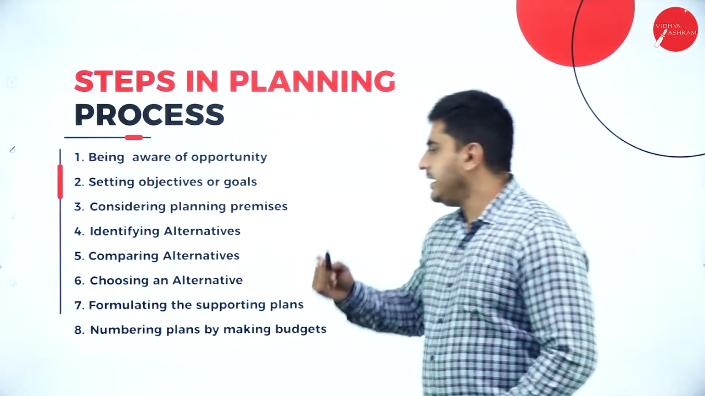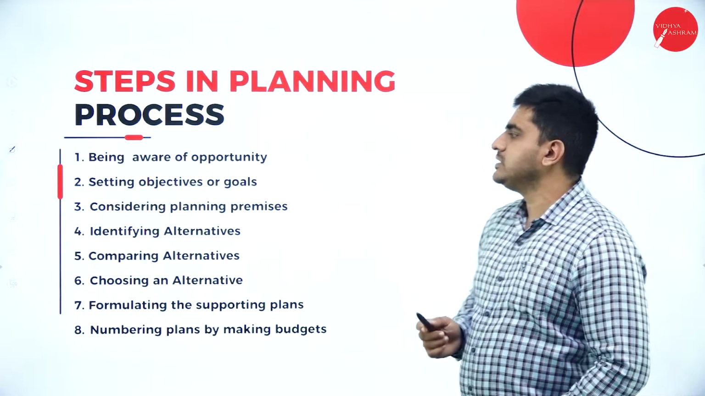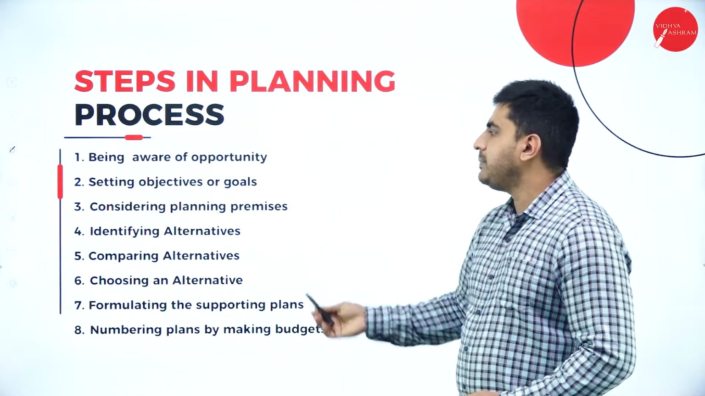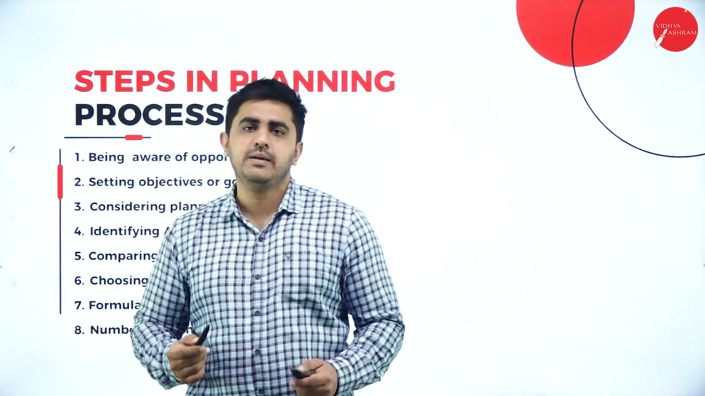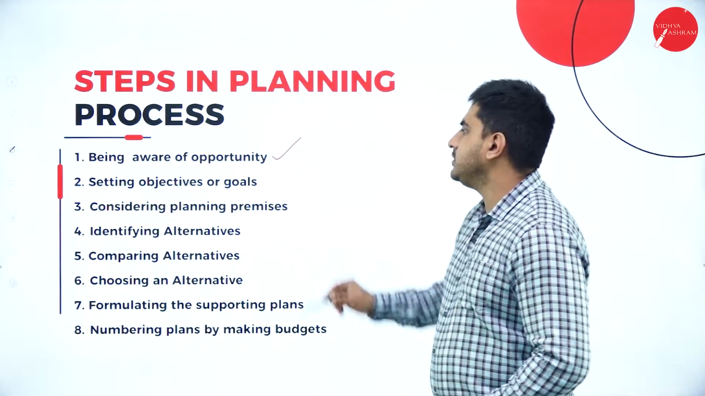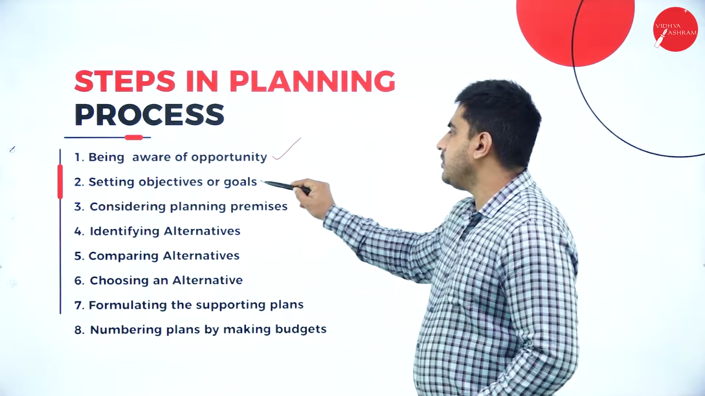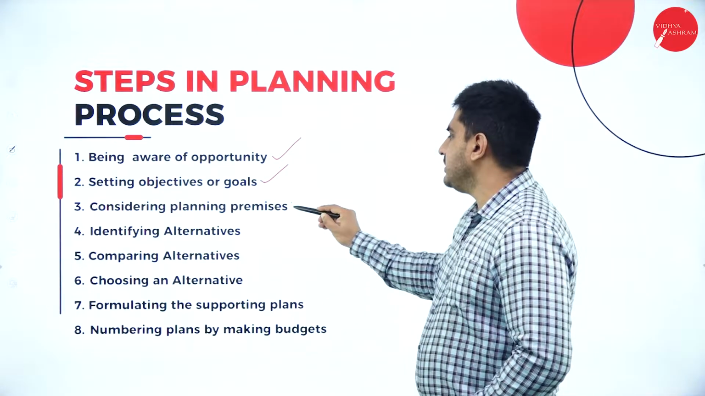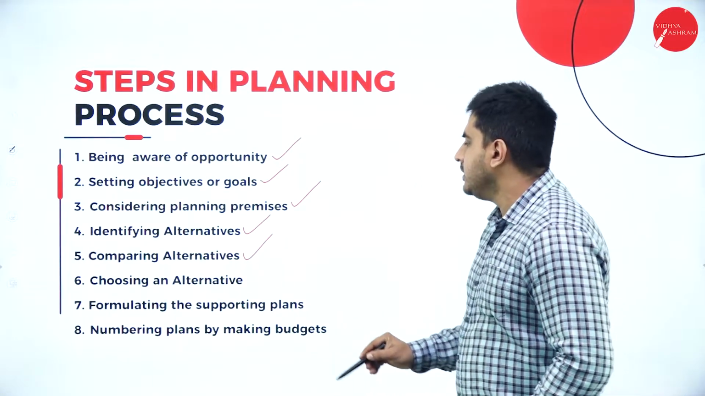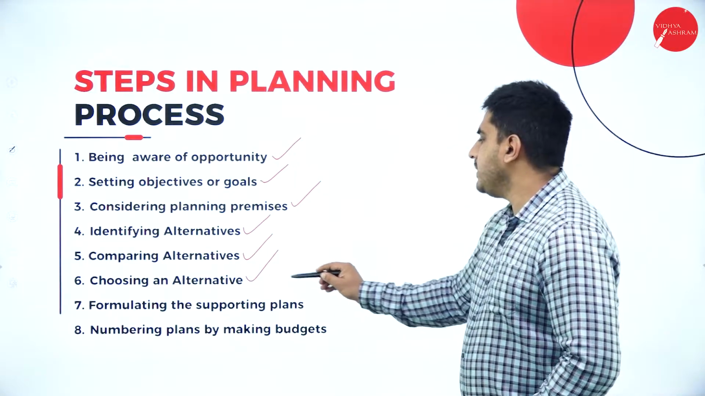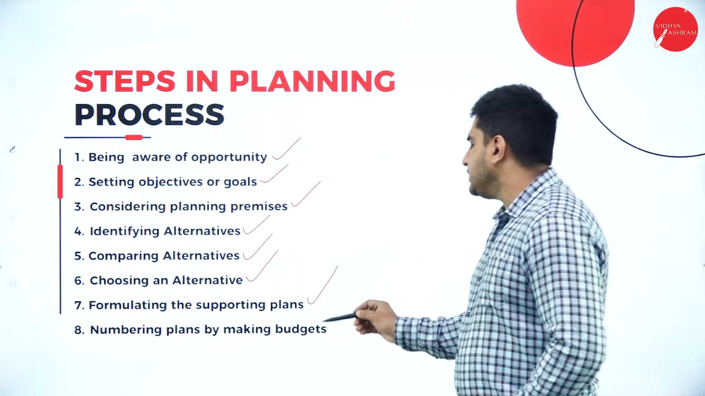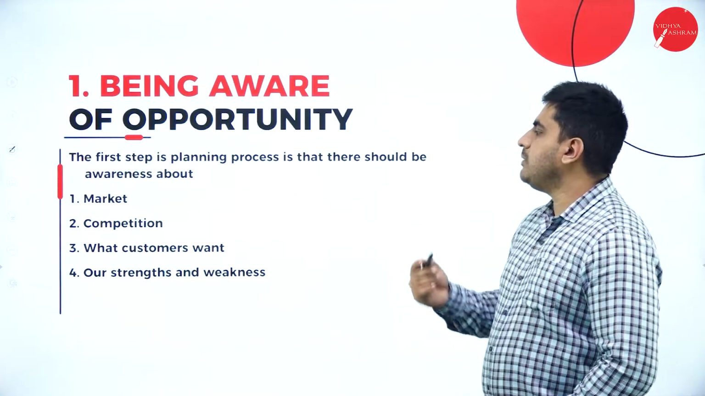So there are 8 different steps in the planning process which are interdependent. That is, it has to come in a particular sequence. We will understand them one by one. The first one is being aware of opportunity, selecting objective or goals, considering planning premises, identifying alternatives, comparing alternatives, choosing an alternative, formulating the supporting plans, and the last one is numbering plans by making budgets. So now we will come one by one.